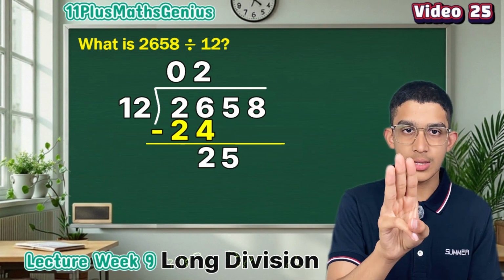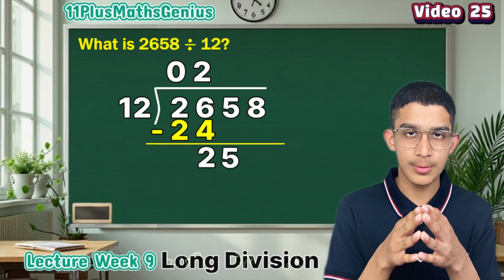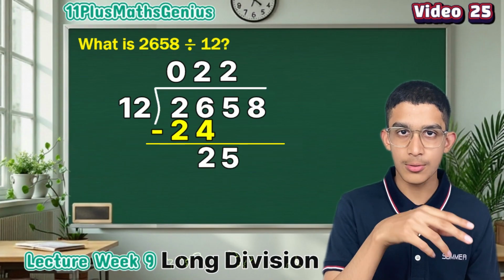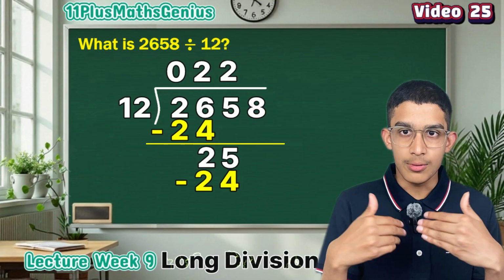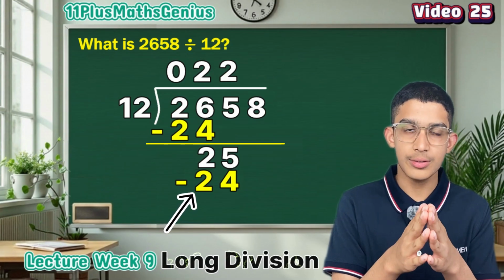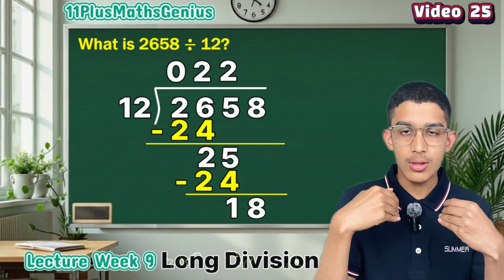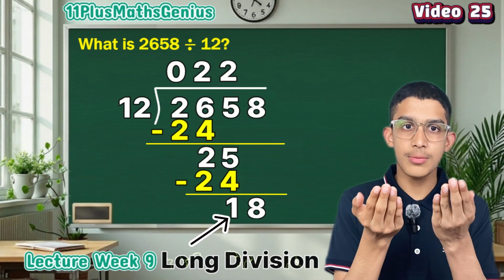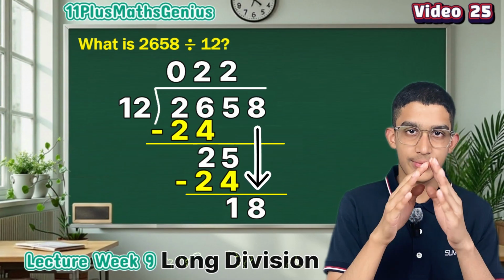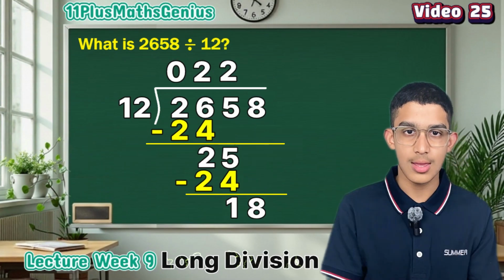Step 3. Again, 12 goes into 25 twice. 12 times 2 equals 24. We put the value under 25 in the fourth line and subtract. We put the value in the fifth line and bring down the next digit, 8, next to the remainder.